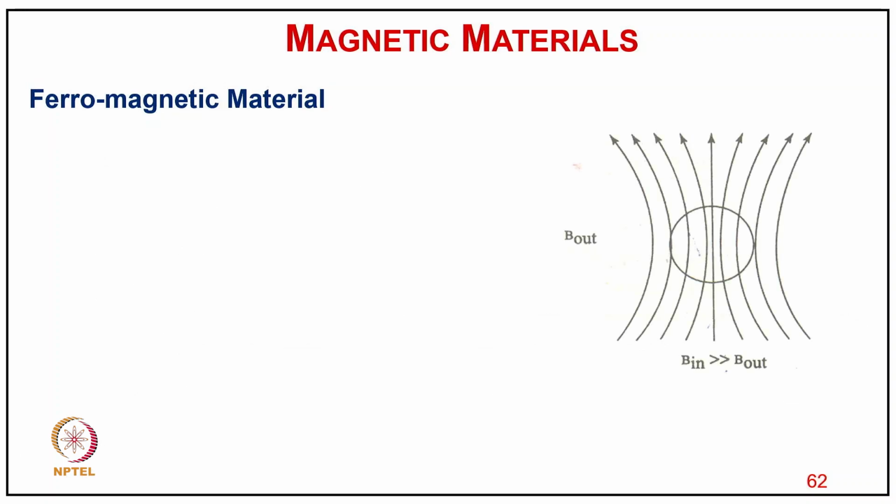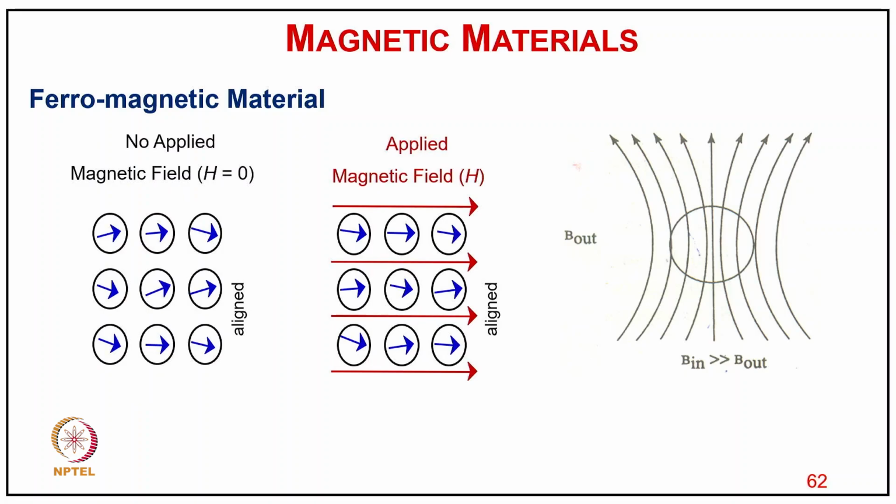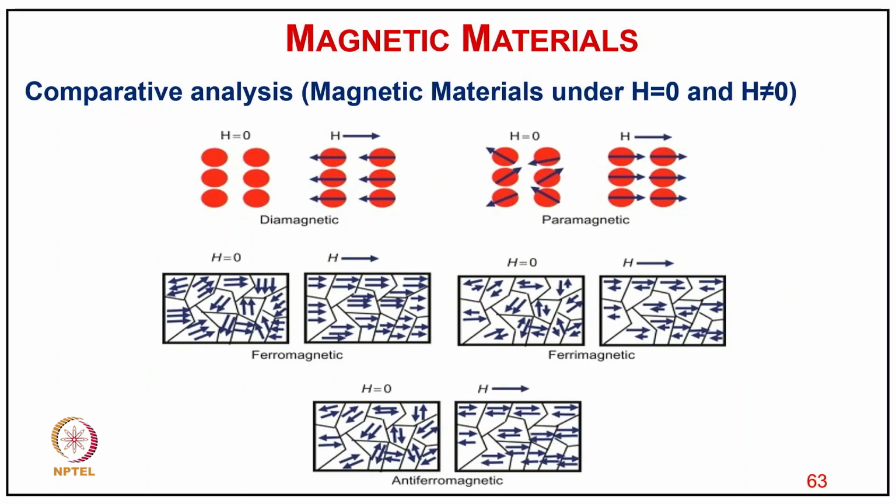For this ferromagnetic material, you can see how the magnetic field affects it. If an applied magnetic force is there, then there is an alignment. If there is no field, they are not aligned. Here is a comparative analysis: in a magnetic material under H0, they are not really magnetized. In a diamagnetic material, they are aligned oppositely. And in paramagnetic, they are randomly aligned if there is no magnetic field, but with a magnetic field they are aligned in the direction of the field.